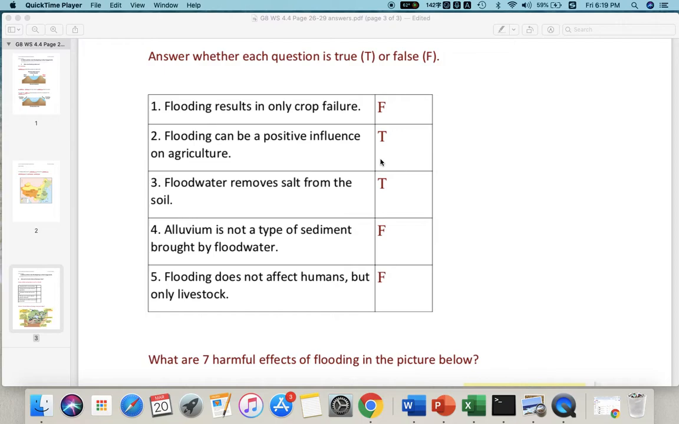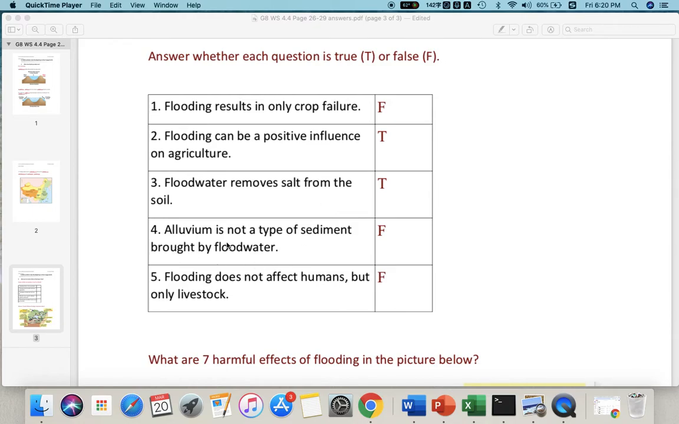That means the flood water can be large enough to dissolve, not only bringing the soil to the top, but they can dissolve the salt and bring it away from the soil, not only leave it on the soil. So that's why this is true. It can remove the salt from the soil.